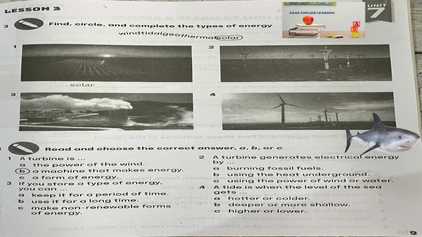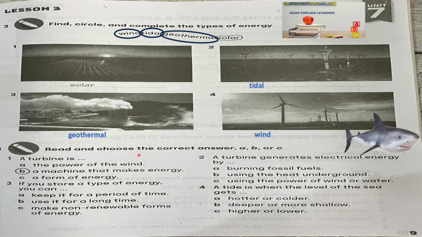Lesson 3, page 9, exercise 3. Find, circle, and complete the types of energy. First, you will find the words and circle them, like wind, tidal, geothermal, and solar. And then write them under the correct picture. The first one is solar, picture 2 tidal, 3 geothermal, and 4 wind.